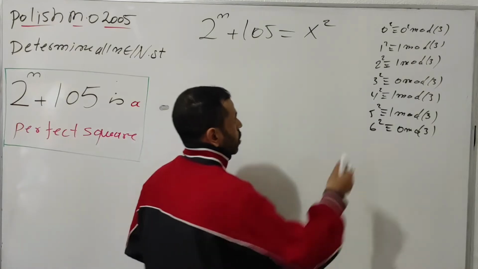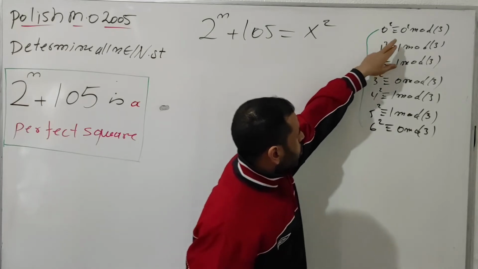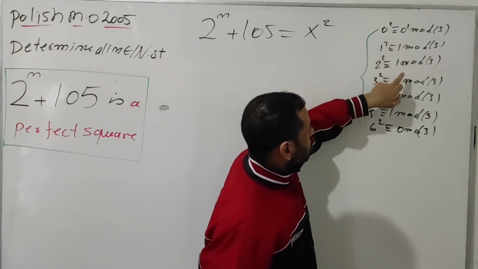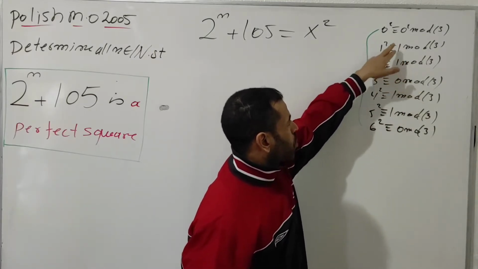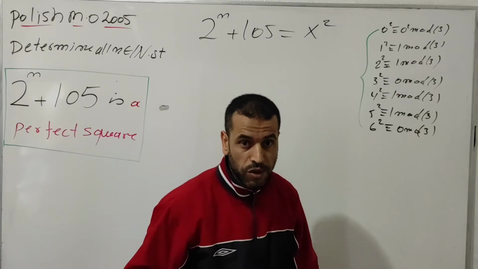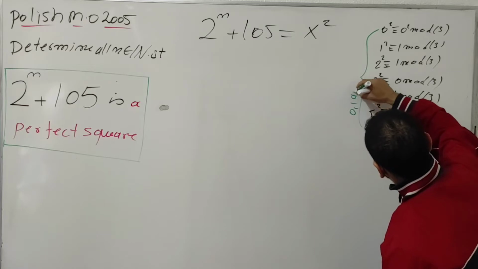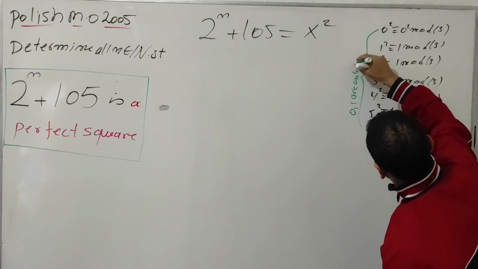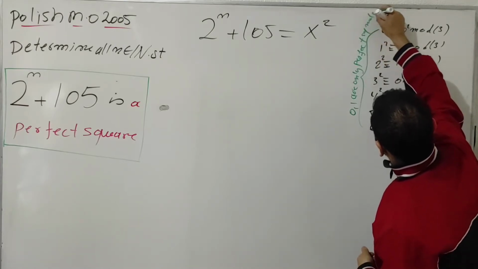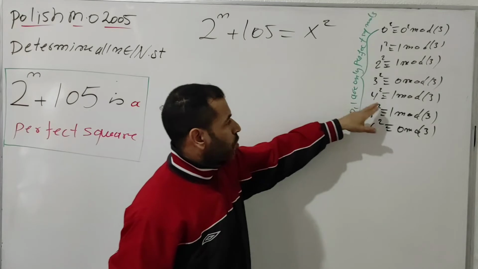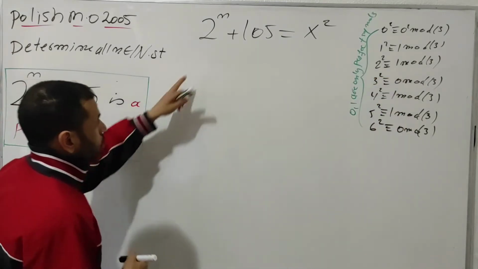Now if we take a look at all the perfect squares, this pattern keeps repeating: 0, 1, 1, 0, 1, 1, 0. That means 0 and 1 are the only perfect squares mod 3. Okay, now we know where the perfect squares are: 0 and 1. So now I'm going to break this into cases.